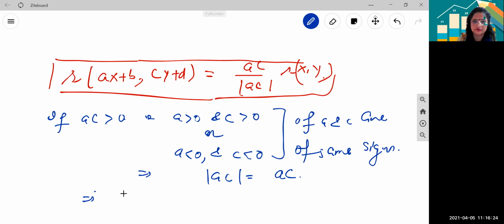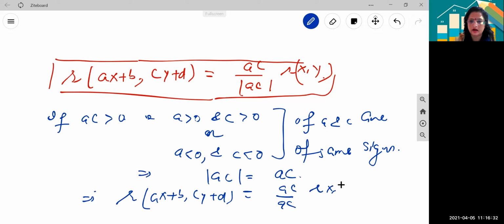It implies, substitute the value here, so therefore R of AX+B, CY+D is equal to AC upon AC, that is Rxy. So this comes out to be Rxy.